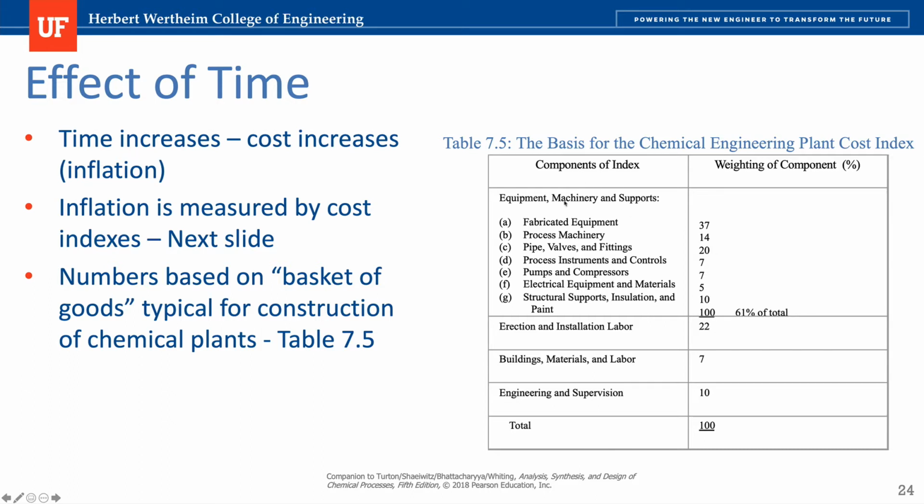So notice that equipment, machinery, and supports add up to 61% of the total weighting of the components. So you can see that it is heavily related to anything that is related to the equipment, machinery, and support. You also have 22% related to the erection and installation of the labor, right? Putting the equipment in place. Also, the building materials and labor. We have to pay people to install it. We have to buy wires. We have to buy duct tape, I don't know, things that you need to actually set it up.